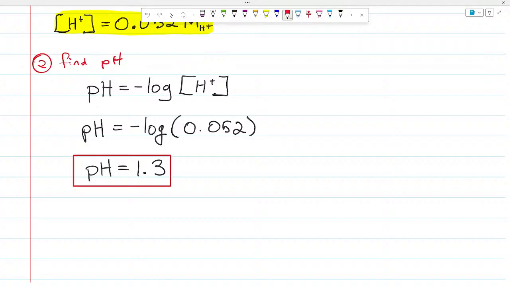Now, it is worth noting that sometimes you will be given a pH and asked to work with it. You can go the other way. And that's trivial. All right, it's not so bad.